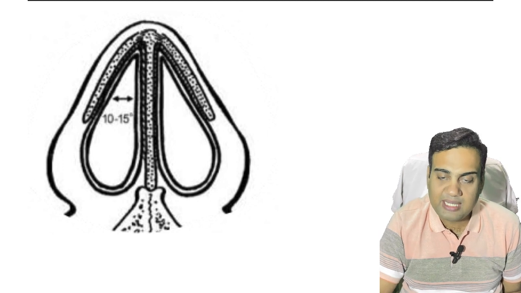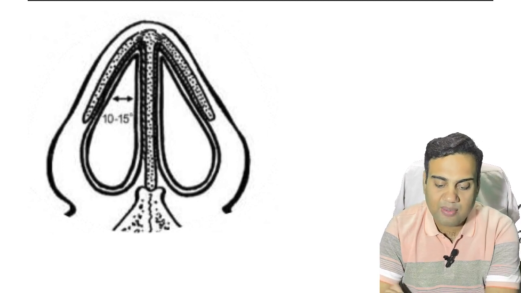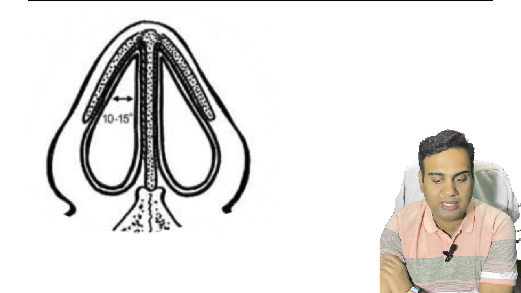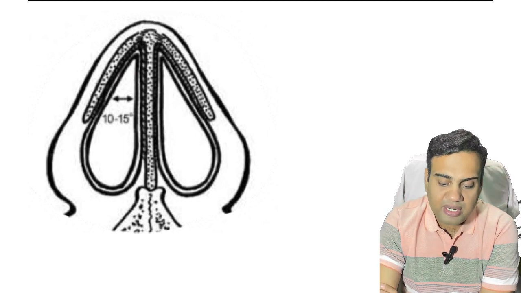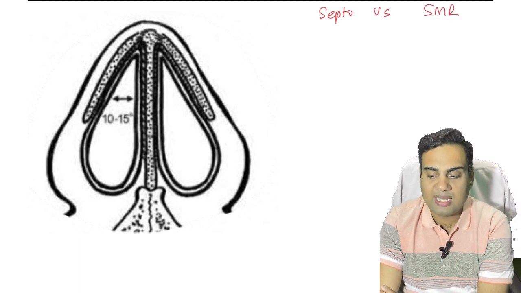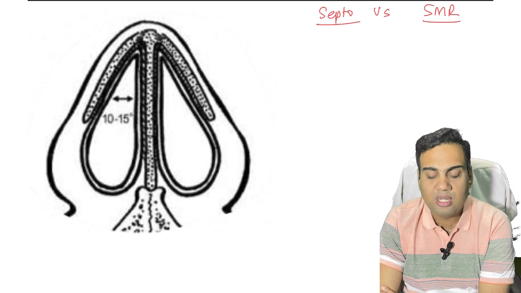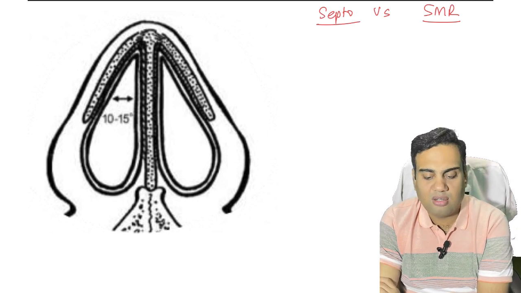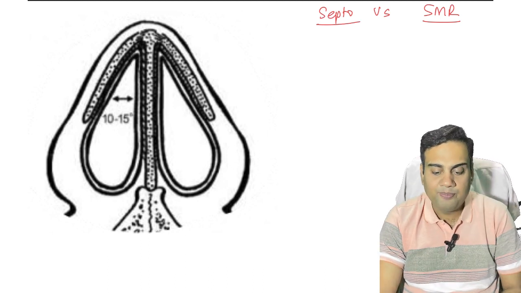हम एंडोस्कोपी यहीं से करने वाले हैं, तो I am keeping this diagram. This is the nasal valve area. You remember that. What we are discussing right now is septoplasty versus SMR. SMR is submucous resection and septoplasty is of course the correction of the septum.